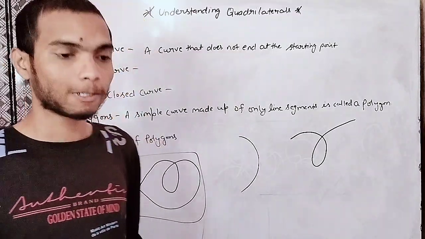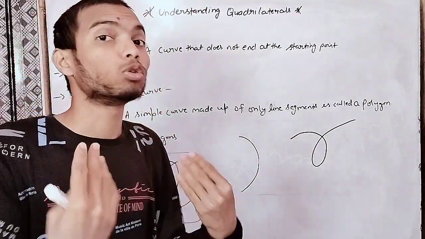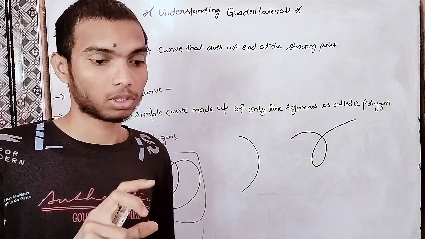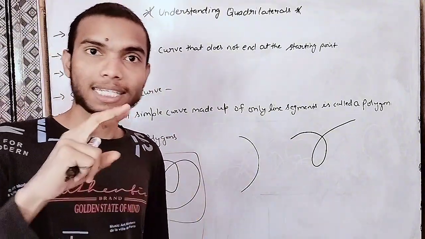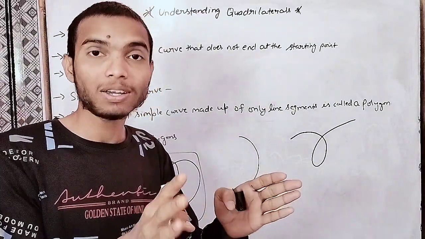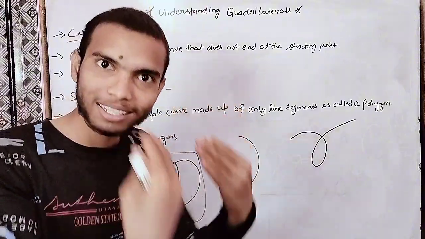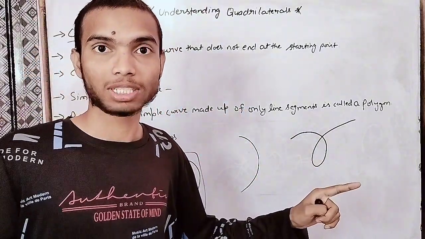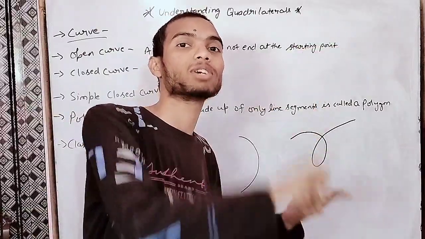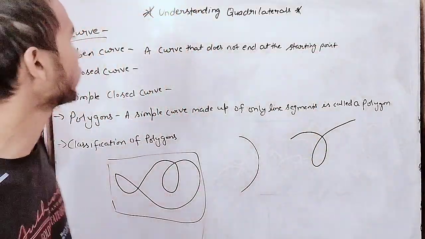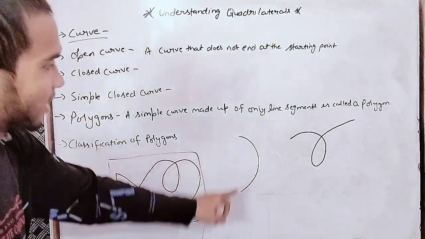An open curve says that you will have 2 points: the first point where you will start, and the second point where you will end. But both points will not be at the same point. The second point will not be at the first point. This is the explanation of an open curve.